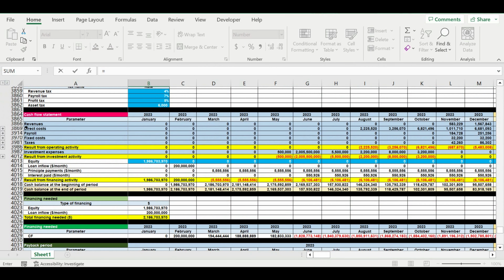So what I will do, I will go to the cash flow statement, and we have revenues and direct costs. I will take revenues minus direct costs, and the result of this exercise I will divide by the revenues. If error, I will put here a 0.